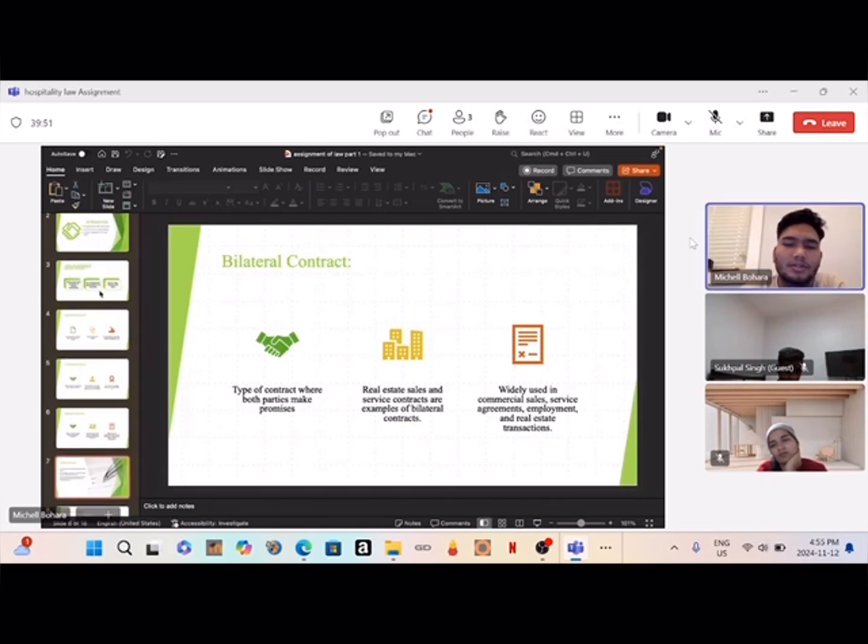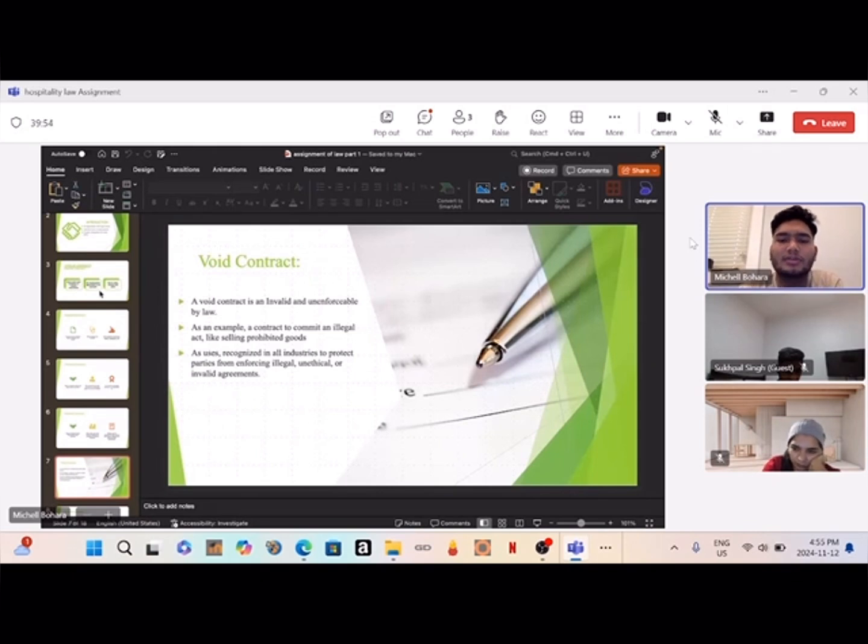Another one is the void contract. A void contract is a contract that is invalid or unenforceable from the beginning. For example, if someone tries to sell a stolen item, this contract would be void because it involves something illegal. That stolen item is illegal, right? So that's why this type of contract is used when something is illegal. Void contracts prevent unfair or illegal agreements from being enforced.